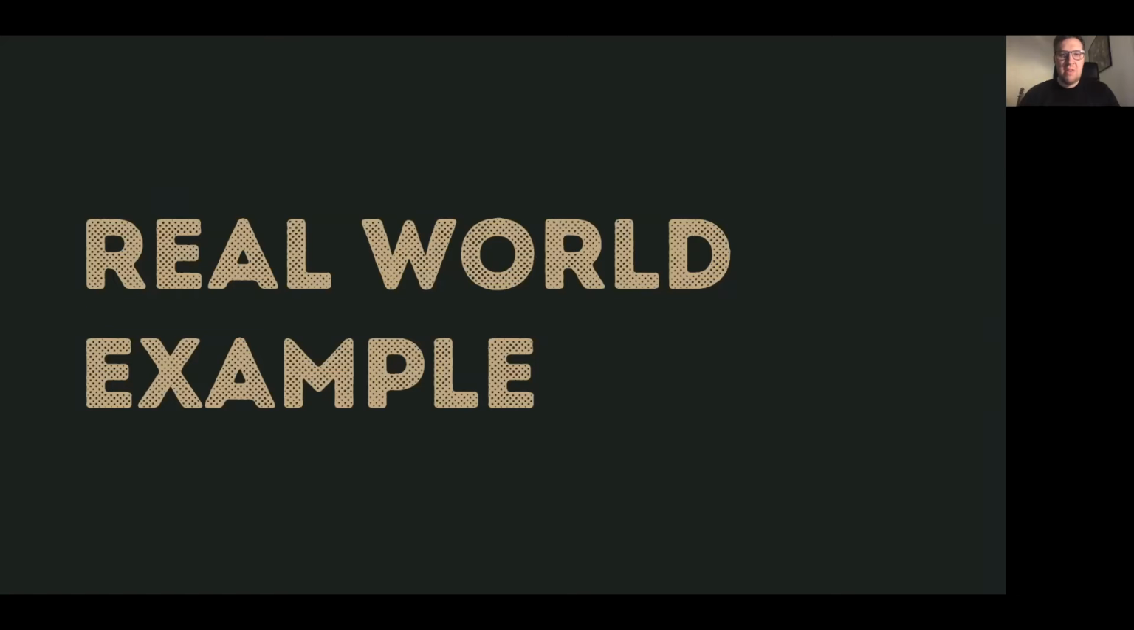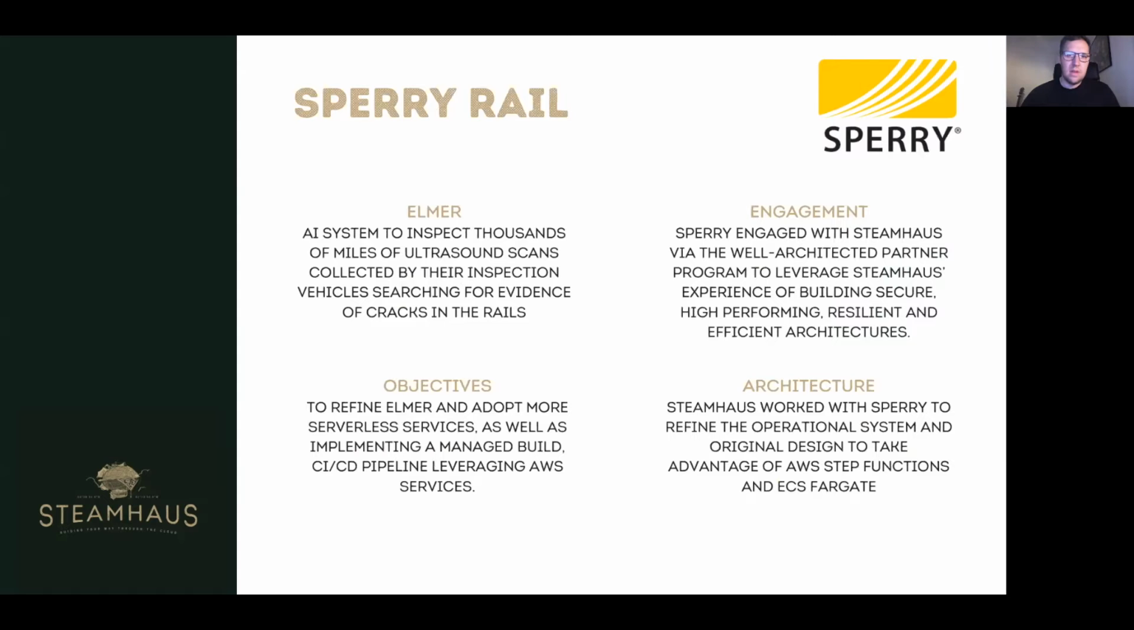Okay, I've recently been working with a company called SPERRY Rail, who are migrating onto a new platform which leverages AWS Step Functions. SPERRY provide rail health services globally, testing rails for cracks and other issues. The SPERRY engineers I've been working with have developed an AI system called ELMA, and ELMA is used to inspect thousands of miles of ultrasound scans collected by their inspection vehicles, searching for evidence of cracks in the rails.